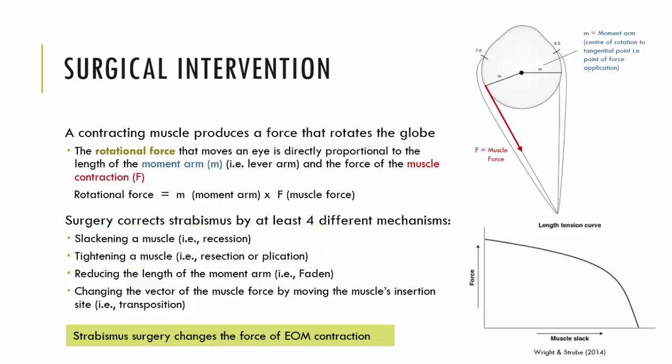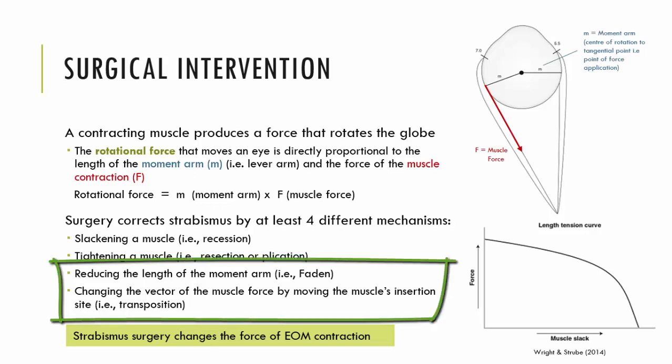Now, there are two mechanisms utilised in strabismus surgery. One is you could reduce the length of the moment arm or the lever arm in order to change the deviation. And also, you can change the vector of the muscle force by moving the muscle insertion. So this relates to not only transposing the muscle to another position, but at another angle.